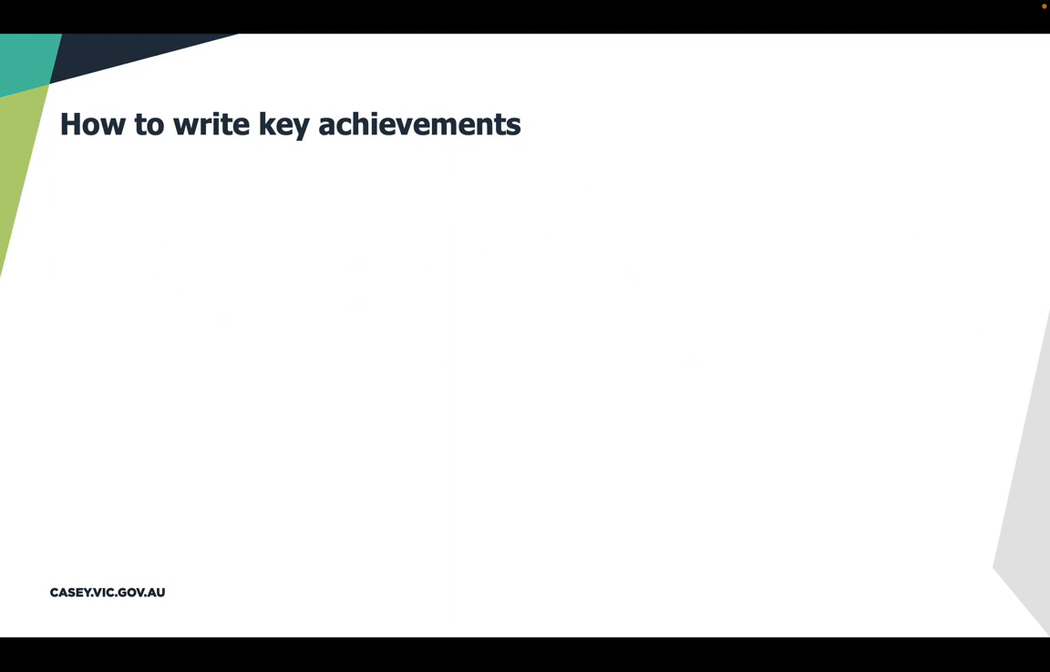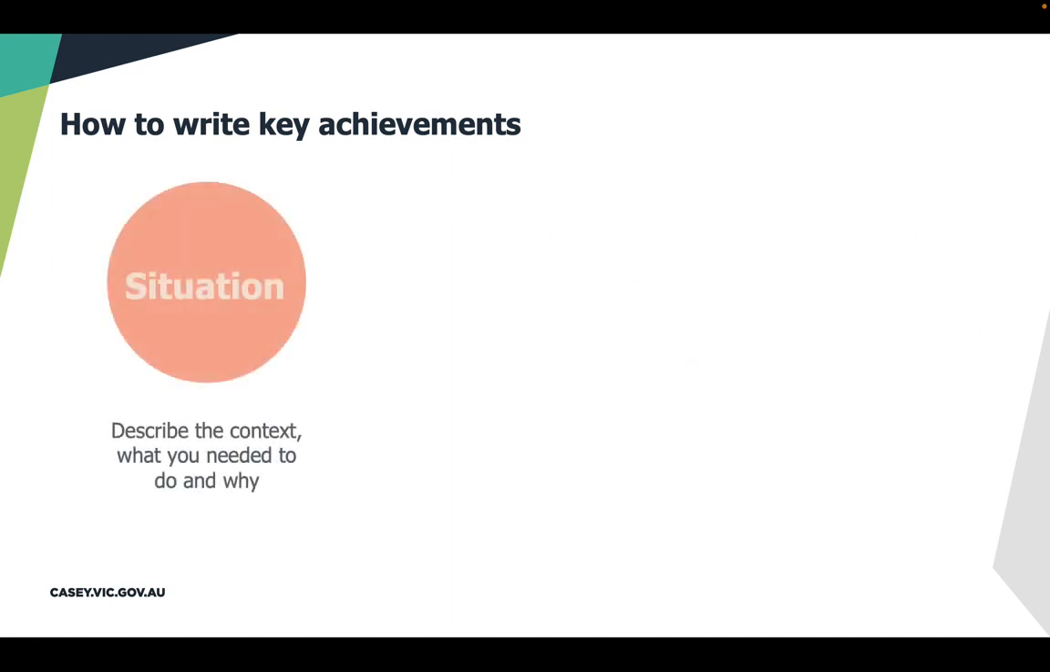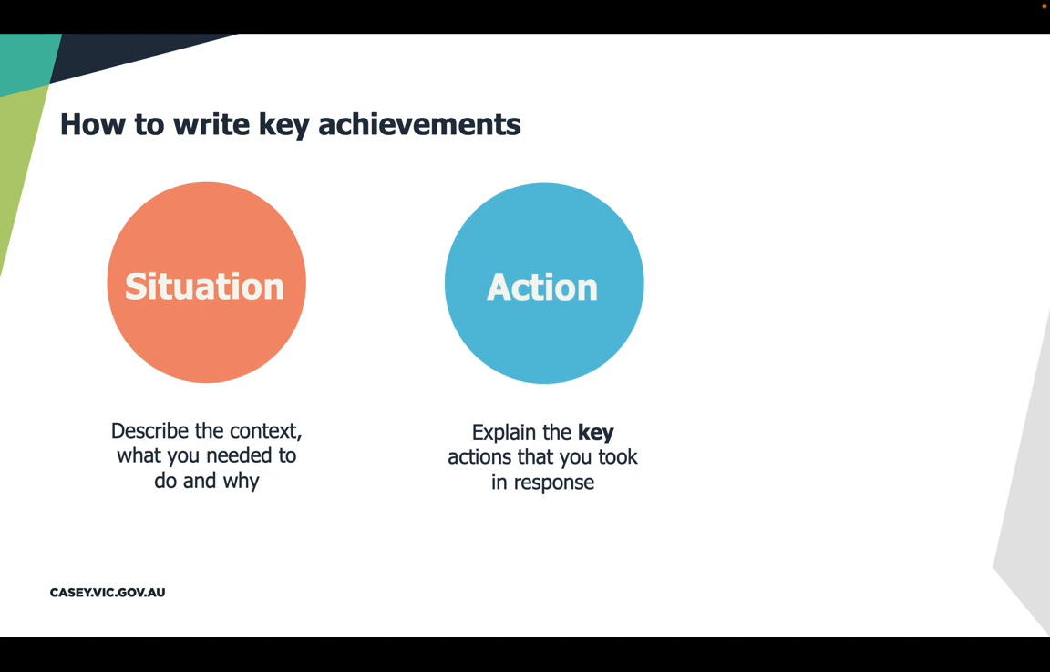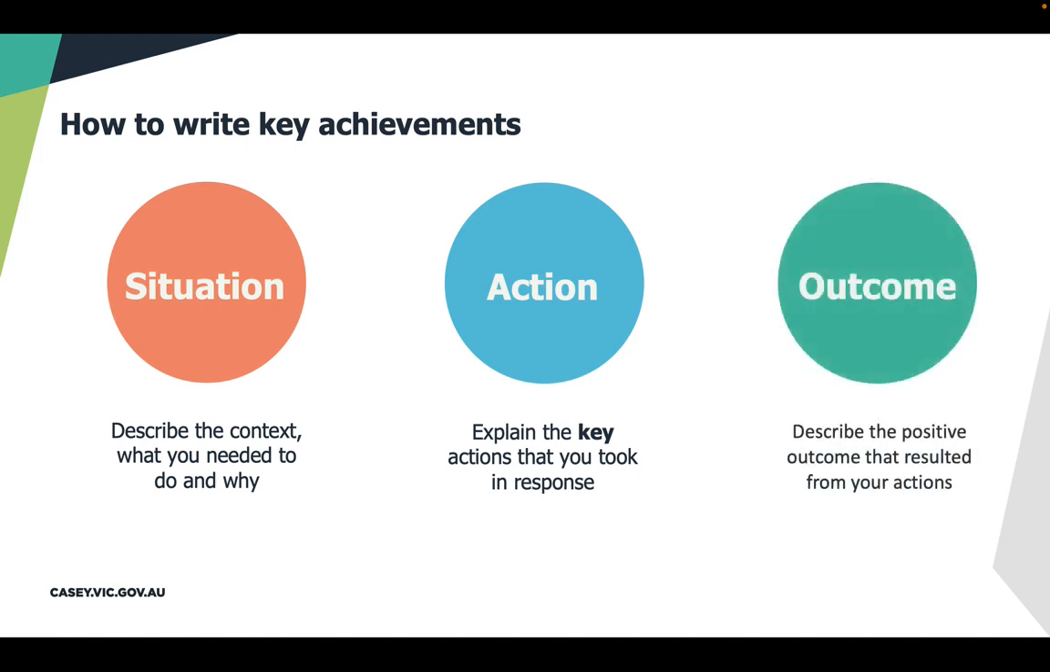A helpful structure for writing your key achievements in your resume is to firstly describe the situation. That is, what you had to do and why. Then explain the key actions you took in response, before finally describing the outcomes that resulted from your actions.